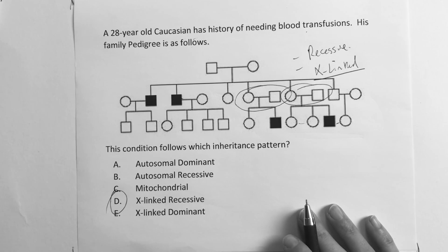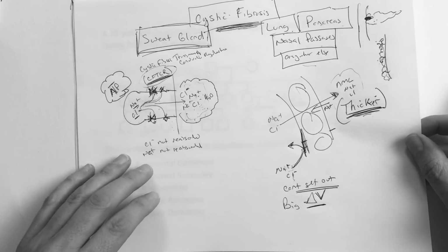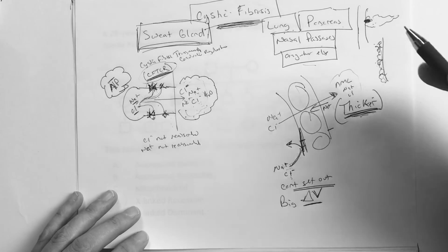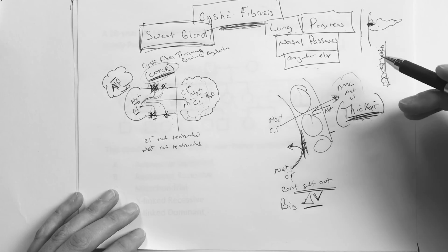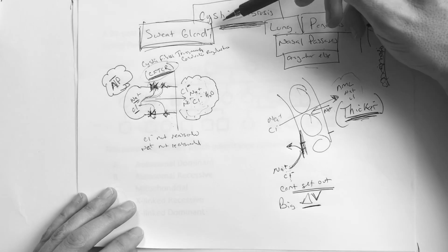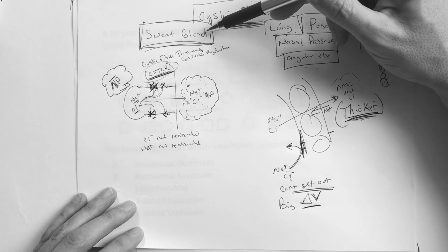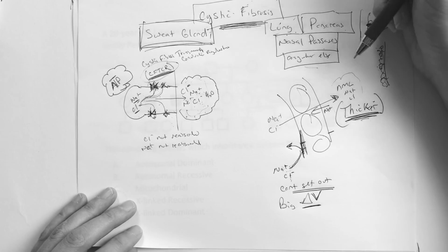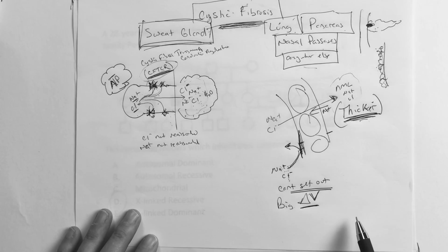So back to this, I would say the big takeaway from this lecture is to know how to memorize the categories, but then understand the difference in cystic fibrosis, whether you're in the sweat gland or the lung, and I think you'll pretty much nail any question that they could ask you.